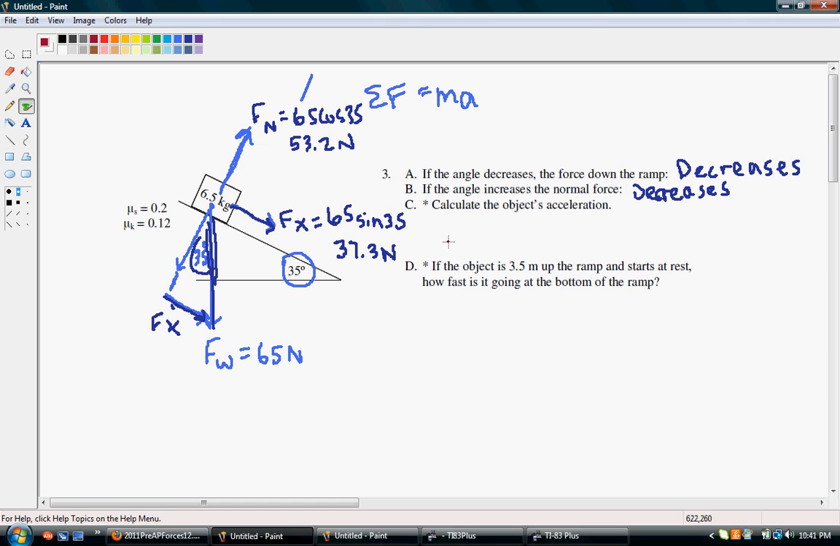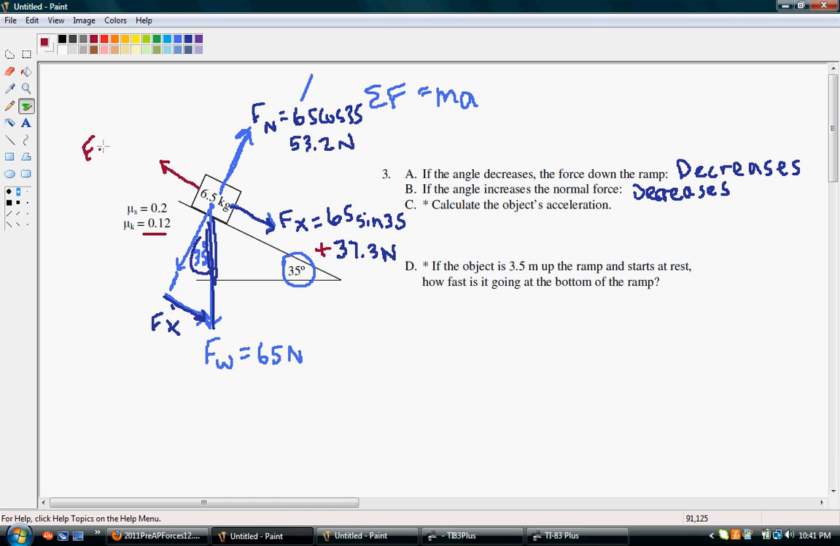It says calculate the object's acceleration. Well, we know that we have a force down the ramp that is parallel to the ramp, so we'll call that the x direction. It's 37.3. But we also know that we're going to have an opposing frictional force. If it wants us to calculate the object's acceleration, that implies that the object is going to be moving. So since it's moving, we're going to use kinetic, the slipping frictional force. Notice that we can't use static friction because static implies that it's at rest. And if it's accelerating, it is definitely not at rest.